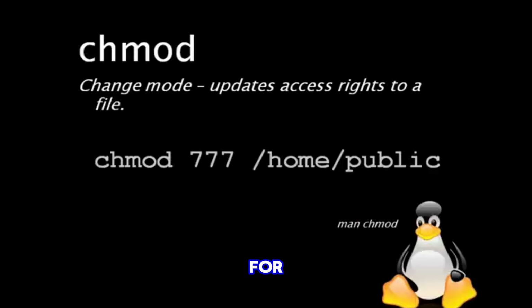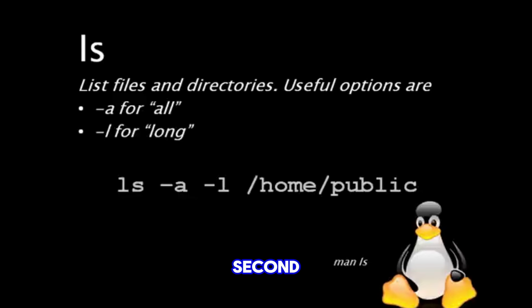PHP requires that for one of its directories. I believe it's WP content or WP uploads. You have to chmod the WP uploads directory to allow the public to write to it. And you do that with a certain code. I'll explain what that is in just a second.